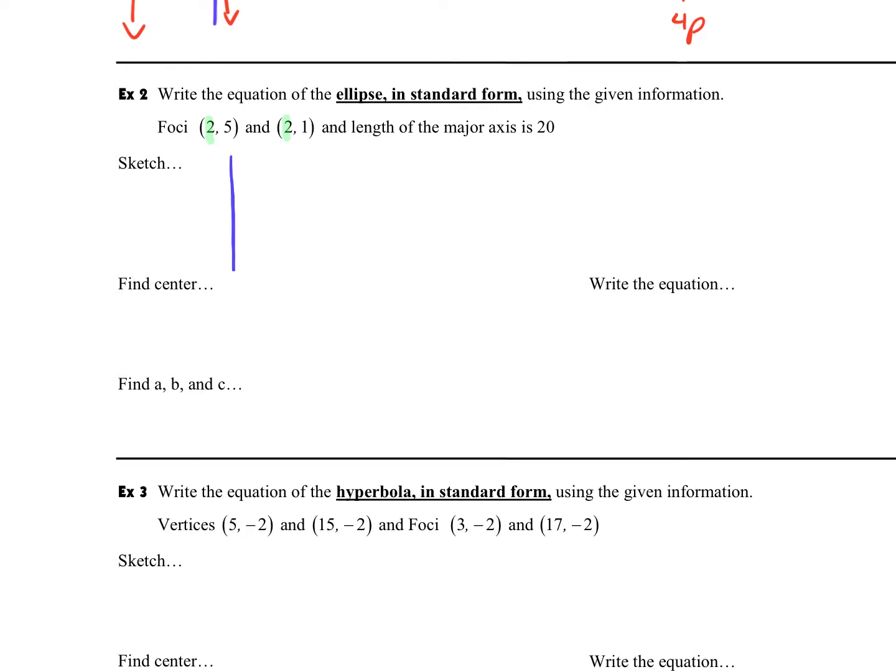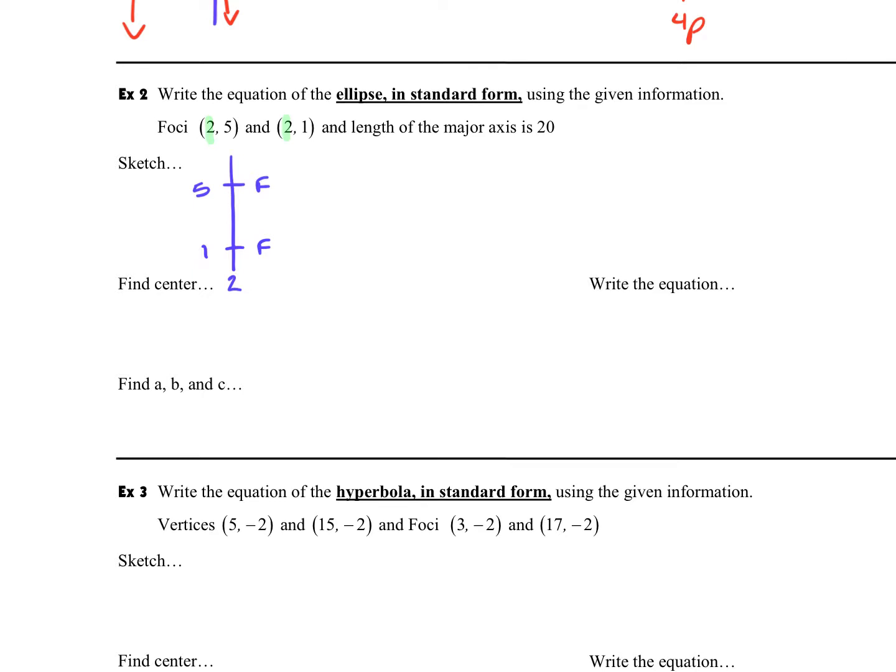And sometimes students even like to go ahead and put a 2 on that, representing it as an x value of 2. Then I'm going to have one foci at 2, 5. And again, I'm going to put a little F next to that. And the other one is at 2, 1. I'm going to put an F next to that one. So that's going to help me figure out where my center is.